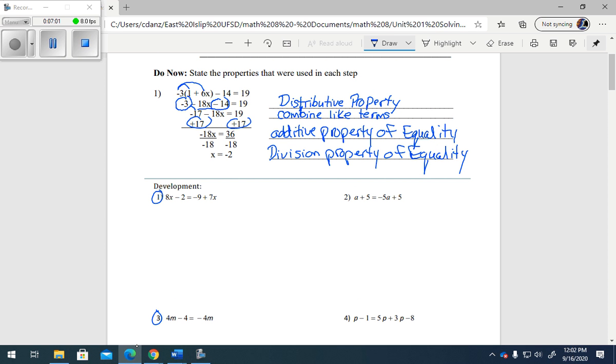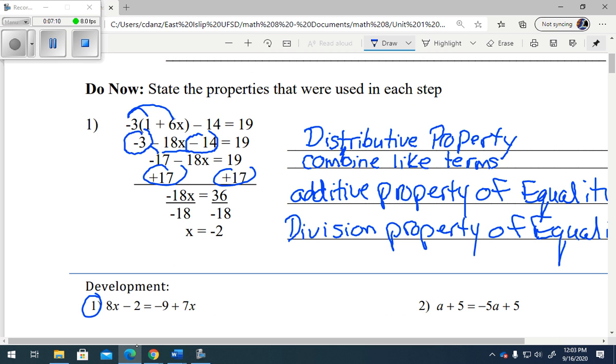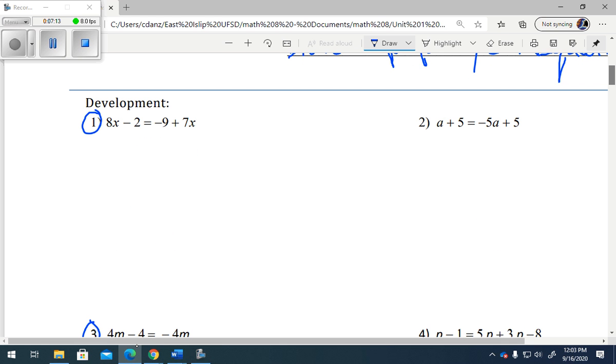So if we follow the steps from yesterday, it's supposed to distribute first, but there's no parentheses in this problem, so there's no distributing. Then we're supposed to combine like terms if they're on the same side. I'm going to draw this line down so you can see the sides. On the left side, those are not like terms. On the right side, those are not like terms. So there is no combining of like terms. We are up to the 3rd step though.